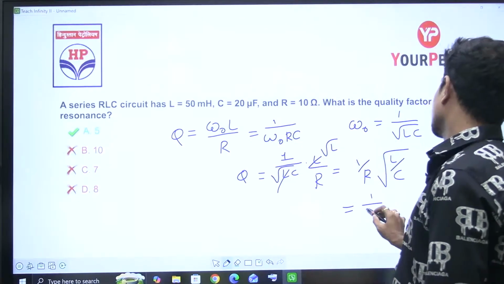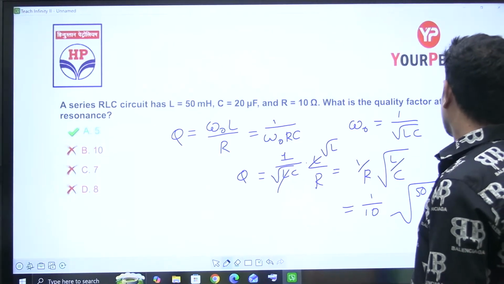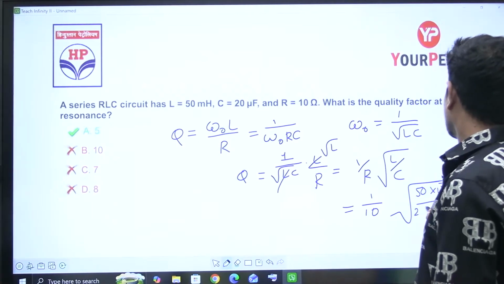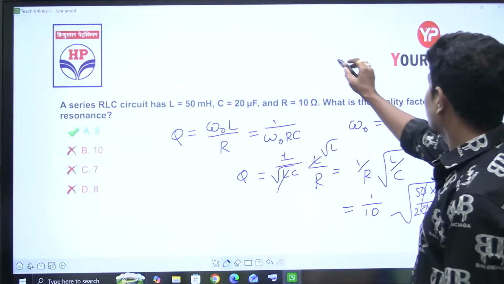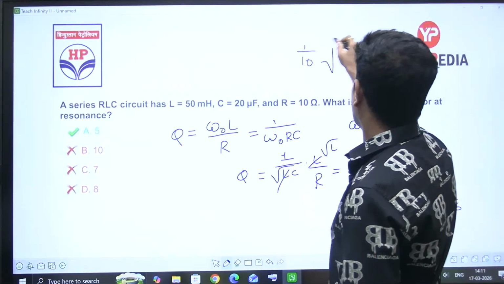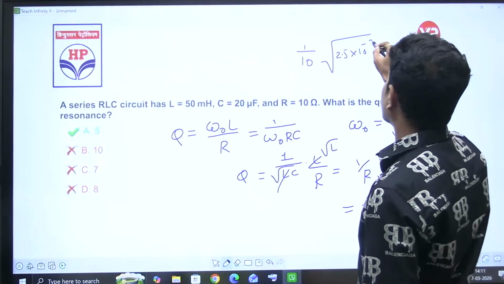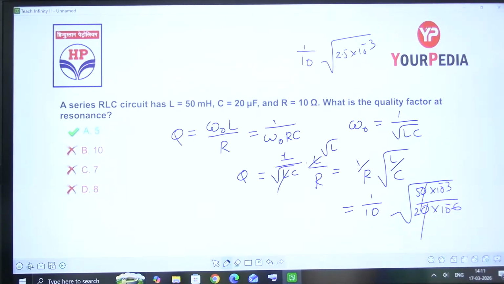How much is resistance? 10. L is how much? 50 milli. 50 into 10 to the power of minus 3 divided by C, which is how much? 20 micro. 20 into 10 to the power of minus 6. Right? So 1 by 10 into under root of 50 into 10 to the power of minus 3 by 20 into 10 to the power of minus 6. Solve it, you get the quality factor of the series RLC circuit, that value.